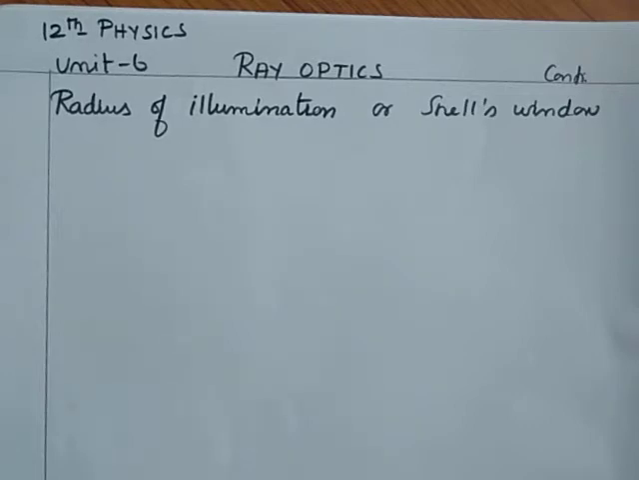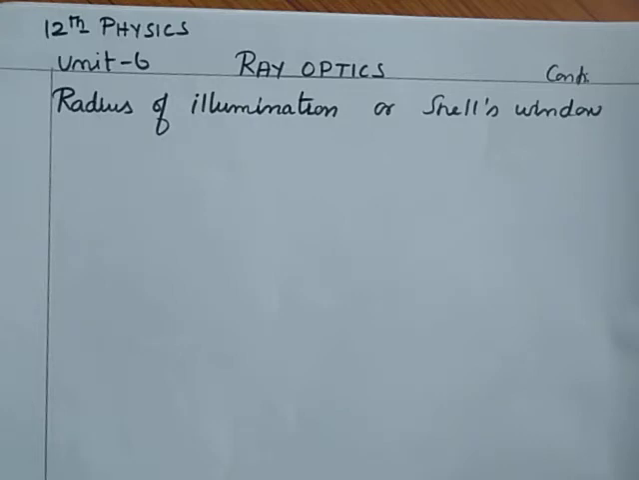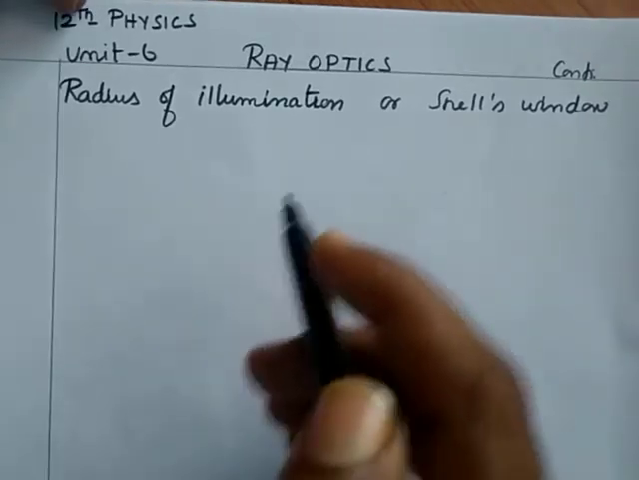In today's class, let me see a topic that is radius of illumination or Snell's window. Snell's window is a phenomenon by which an underwater viewer can see the object on the surface of the water through a light cone having the width of approximately 97 degrees. Snell's window is a phenomenon of refraction and it is governed by Snell's law. Let me see what is Snell's window.